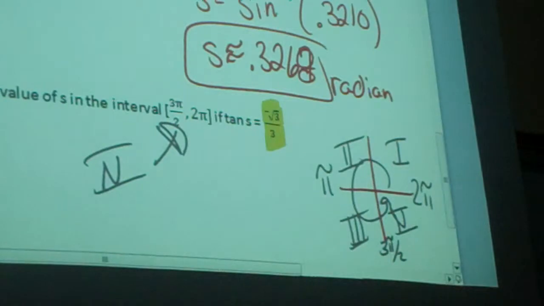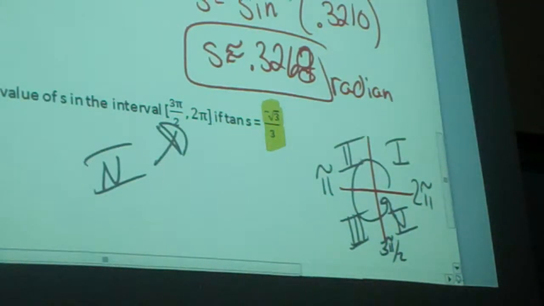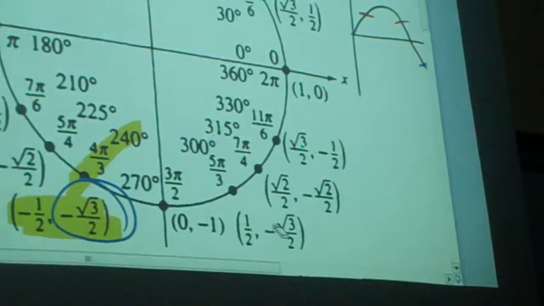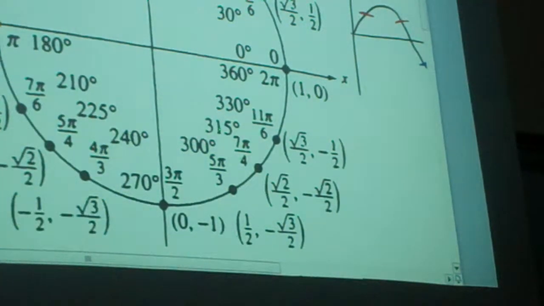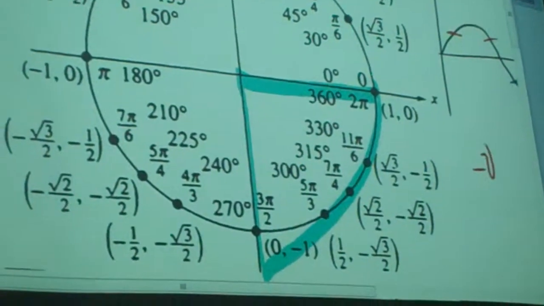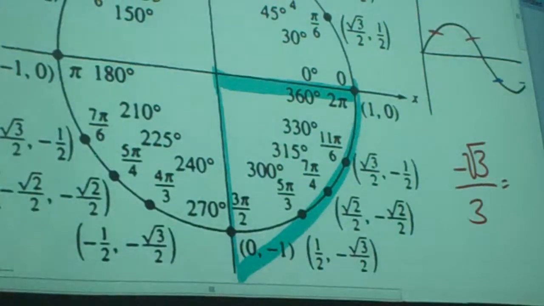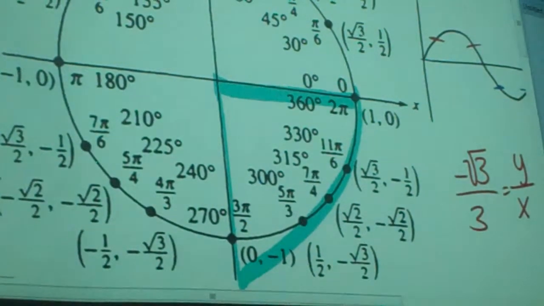Is that a special angle? No. It will be, because what's tangent? Y over x. So now this might take a little bit more thinking on our part. Let's go back here. The nice thing is we're limiting it to this fourth quadrant right here, and what I want is negative square root of 3 over 3, where it's y over x.